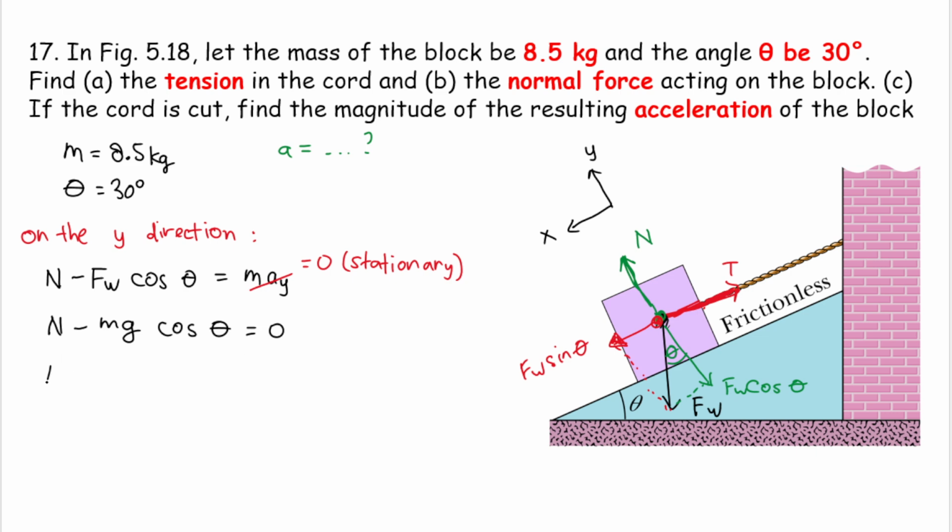Now we can isolate N here, so we'll have N equals mg cosine theta. Good. And then let's plug in the values here. What is the mass? 8.5 kilograms. So we'll have 8.5 kilograms, and then g is 9.8, and then multiplied by cosine of theta. Theta is 30 degrees. Okay, and I think that will be the job of our calculator. So the normal force will be, let's do it by calculator. Where is my calculator?